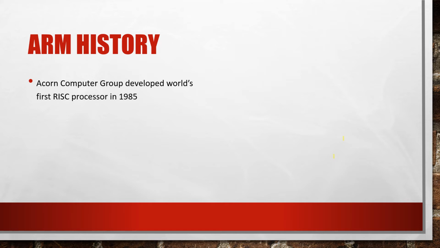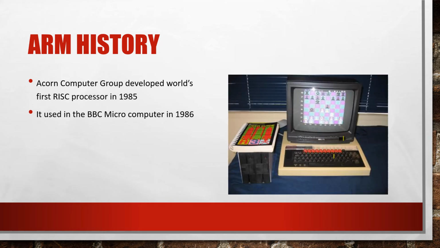Acorn Computers Group was actually the first company that introduced the RISC processor, which is reduced instruction set computing. It was used by the BBC Micro in the beginning, in 1986. This is the first processor by Acorn Computers Group.